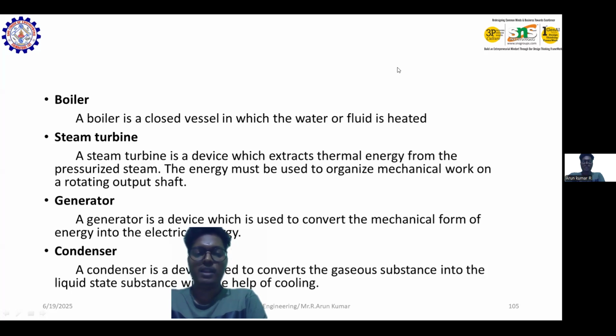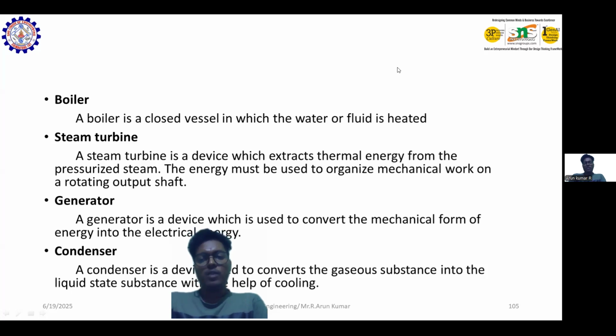Then what is the purpose of the condenser? It handles the outcome water coming from the turbine. A condenser is a device used to convert a gaseous substance, a vaporized substance, into a liquid state with the help of cooling of the turbine.